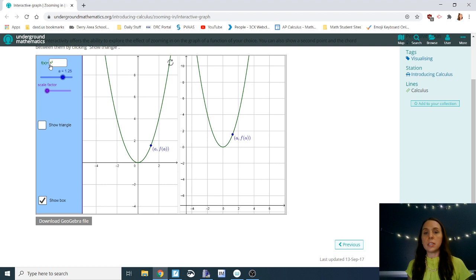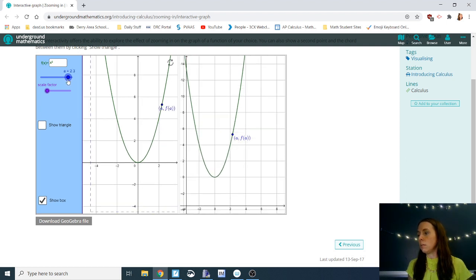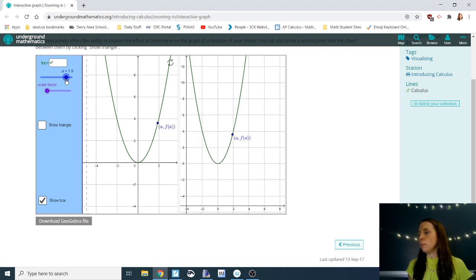Okay, so what we're looking at is the function f of x equals x squared. I'm going to move my slider here to be at a equals 2.